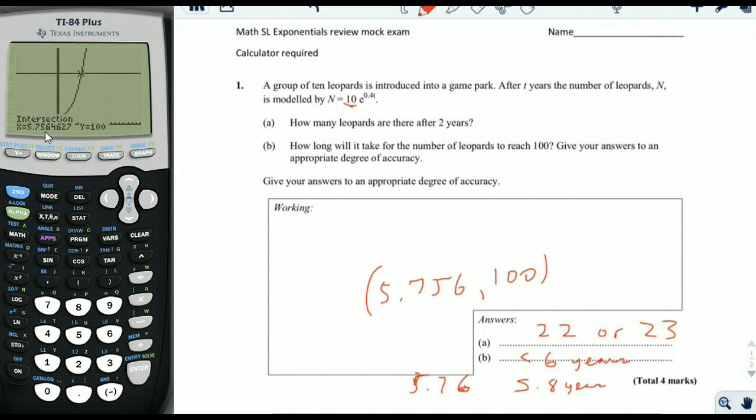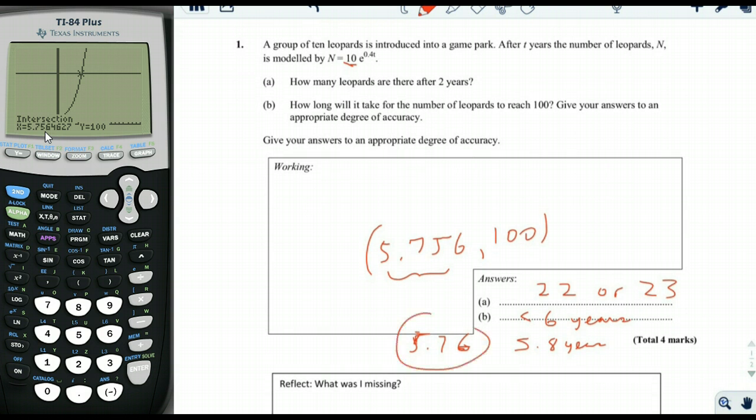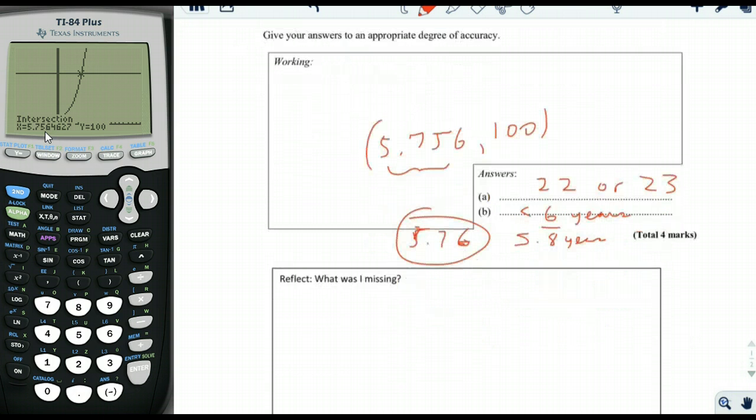So we could say 5.756 years. We could say 5.76 years. We probably cannot get away with just saying 6 years in this case. Okay, so that's how you get more digits.